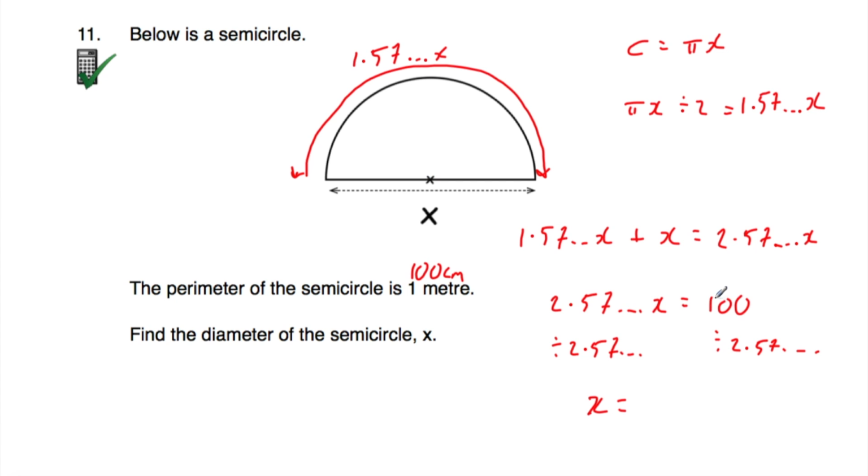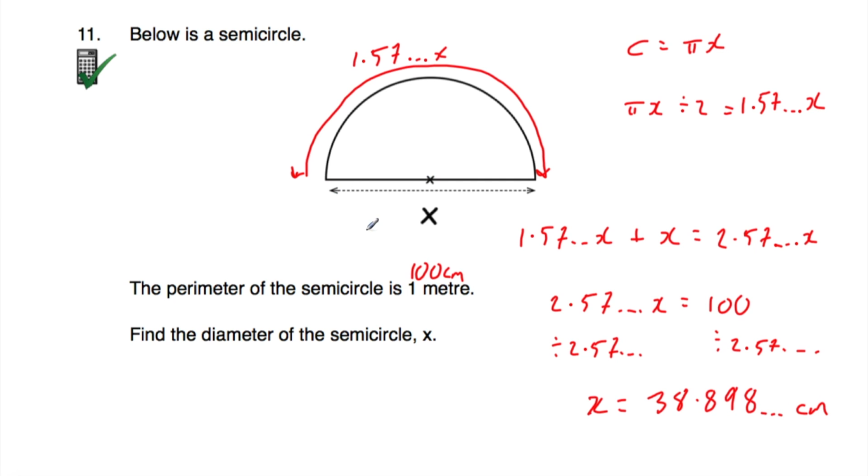On the right hand side we have 100 and we're dividing it by 2.57079 and so on. So I'm going to take 100 and press divided by answer, and that's equal to 38.898 and so on centimeters, and that's it. So the diameter of this semicircle would be 38.898 and so on centimeters.